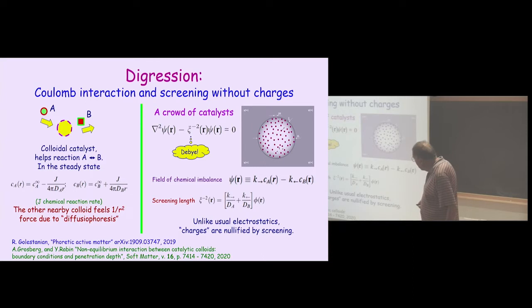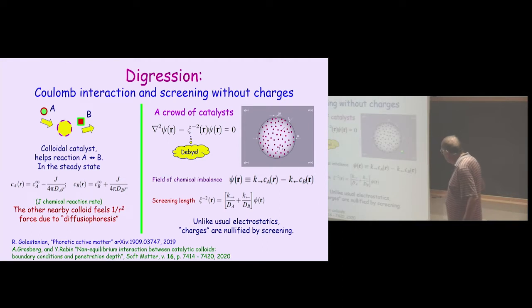Okay, so there is 1/r, and if you imagine that there is another colloid some distance away here, it lives in the gradient of concentration, and because of diffusiophoresis, it feels a force which is proportional to 1 over r squared. So these colloids, or enzymes, will now feel a force which is like the Coulomb force, although there are no charges, nothing like that.